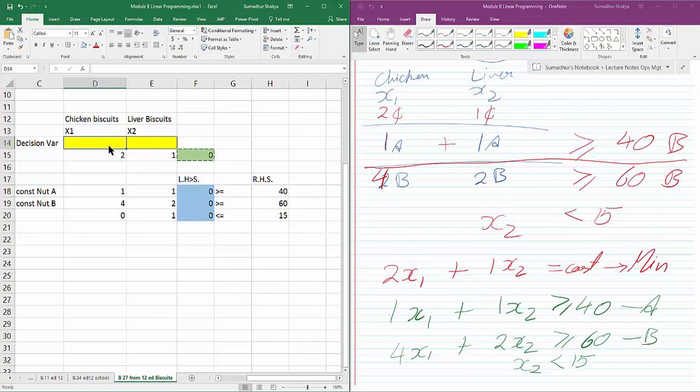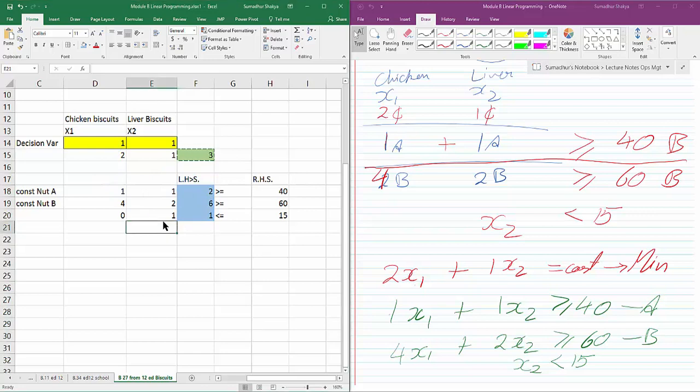So let's check our calculation. Let's say if I make one of each, then all of these cells in blue should change and make sense, such that we make 2 times 1 plus 1 times 1, which is 3, and this is the cell that we want to minimize. At the same time, 4 times 1 plus 2 times 1 is 6. That is correct. So our calculations seem to be correct, and we are ready to use the solver now.